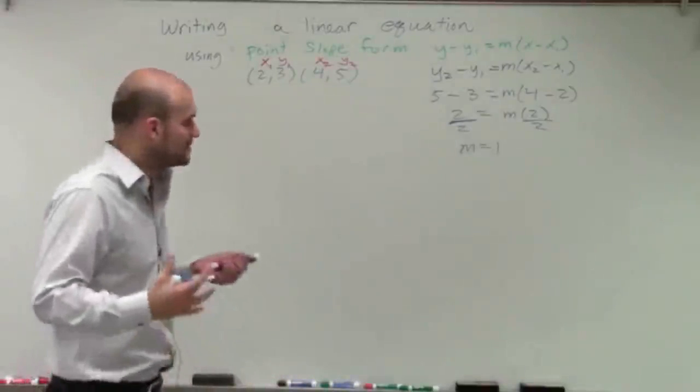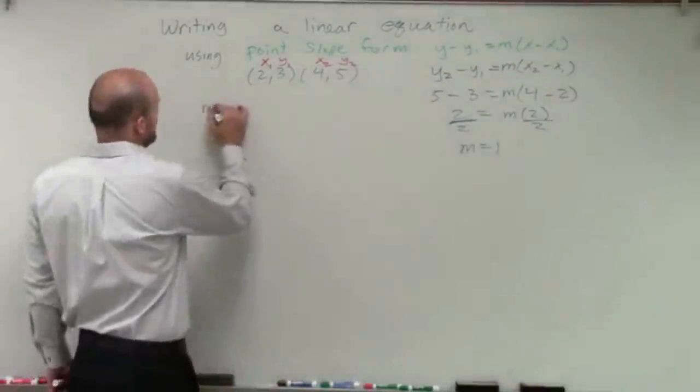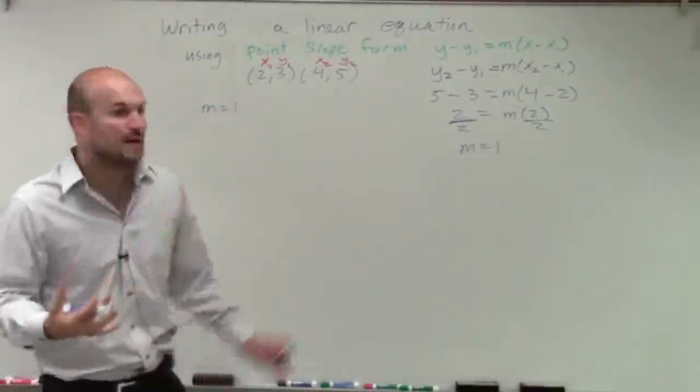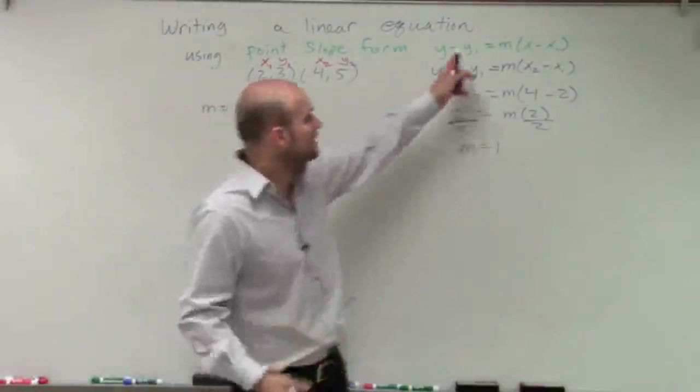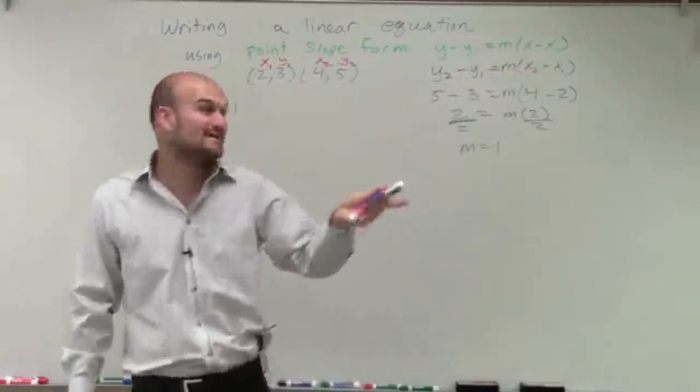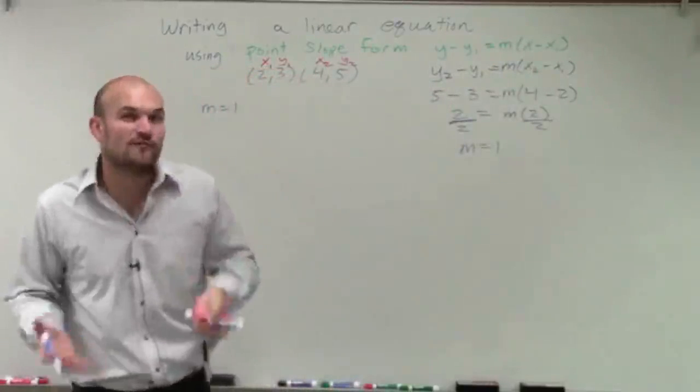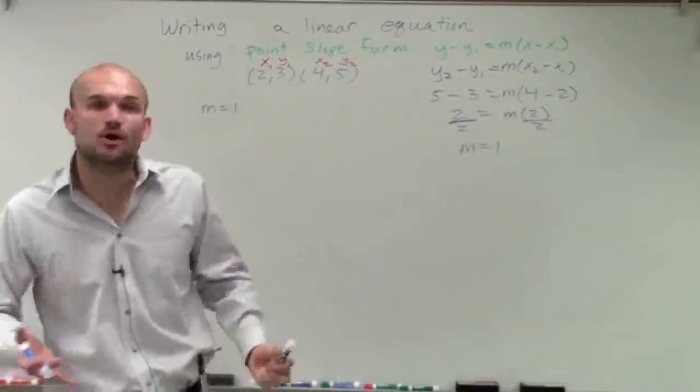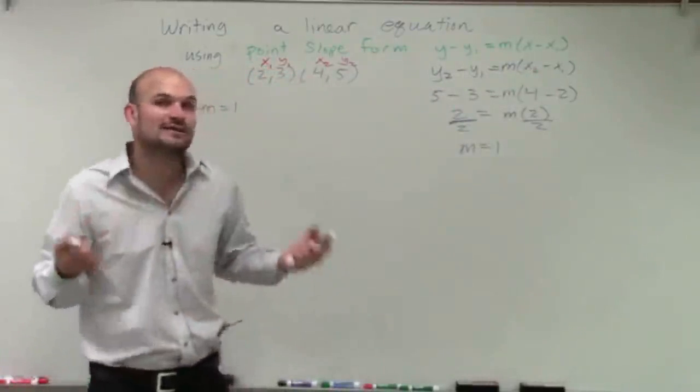Now, to be able to actually write the equation, I now know that m equals 1. And all I need to do by using point-slope form is pick one of these points. I just need 1 point. I don't need 2 of them. The only thing helpful about having the 2 points is I can determine the slope. But now to write the equation, I only need 1 point.